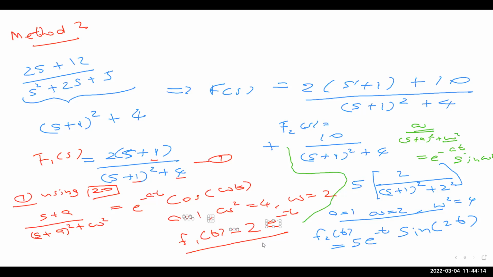I'll just go to the next page, so you can remember these two. If you have a function F1(s) giving 2e^(-t) cos 2t, and F2(s) giving 5e^(-t) sin 2t.